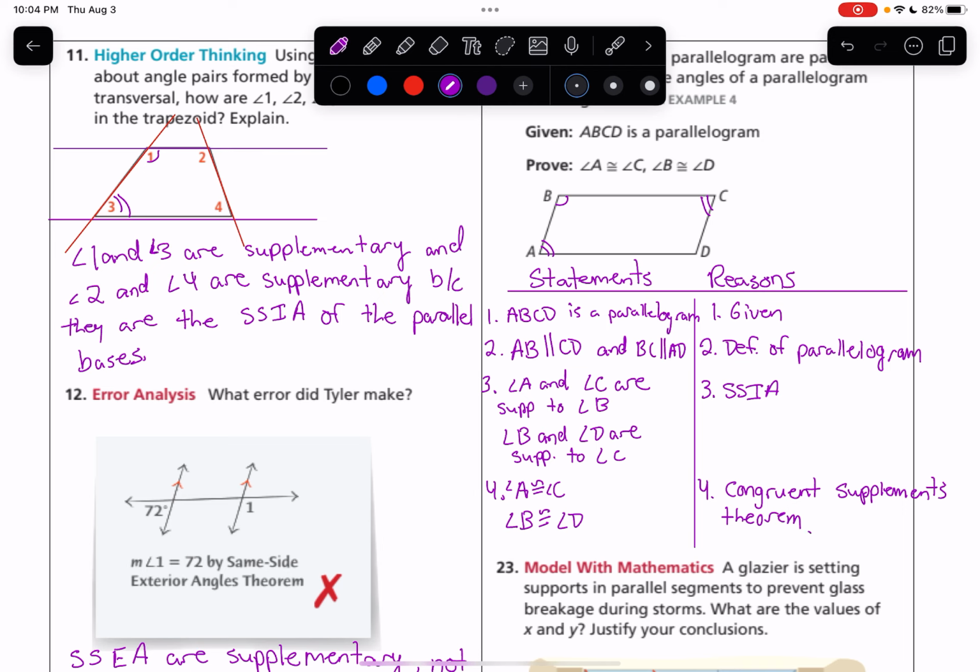Right? Remember, you can have a proof here that's different, but one thing that you cannot do is call this angle and this angle alternate interior angles. A and C are not alternate interior angles. B and D are not alternate interior angles because they are not on the same transversal. They're on two different transversals, so we can't compare them like that.